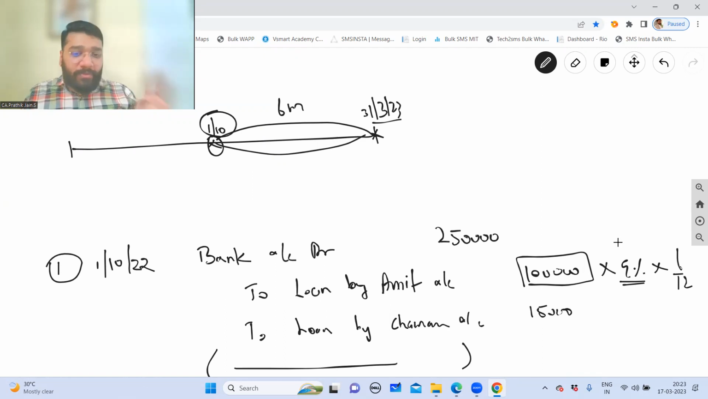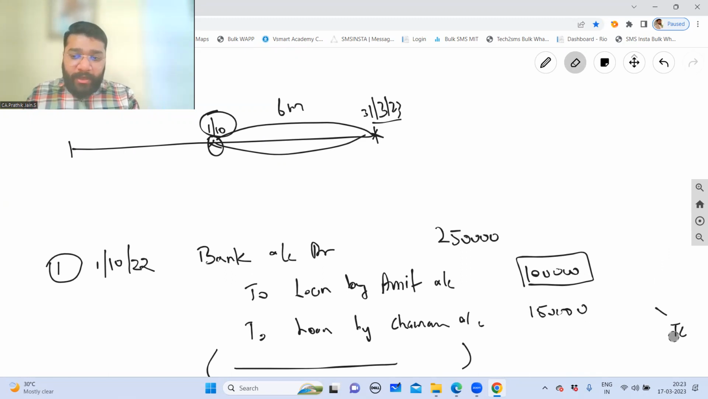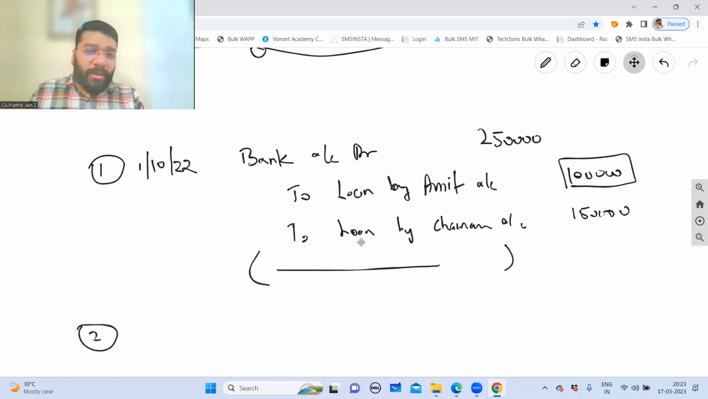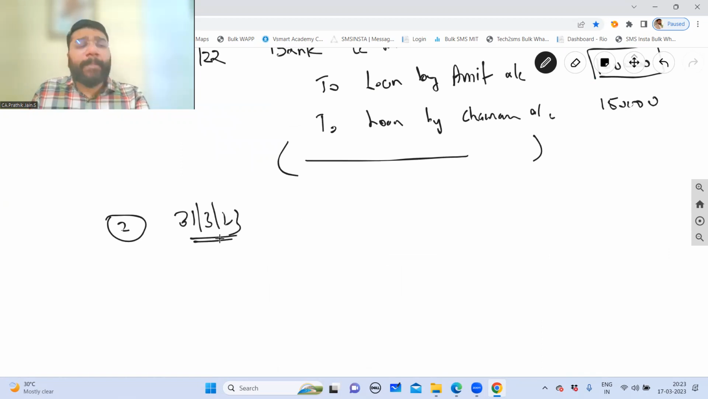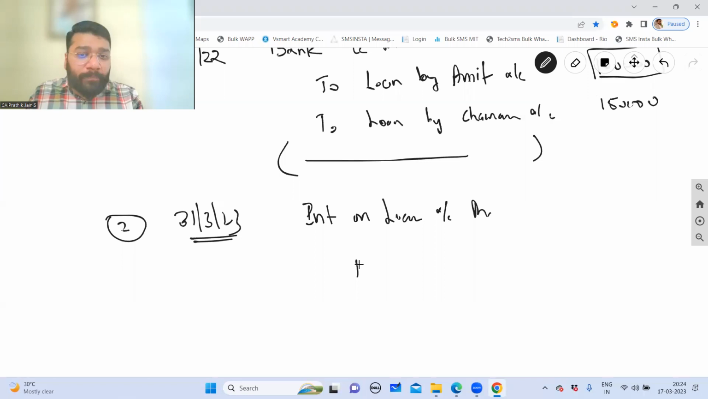Now clear? Okay. Same way, Chaman also is given the loan on same date. So into 9% into 6 by 12. Now don't do the way I'm doing. I'm just showing you here, just for namesake, okay? What you will do, you will do in the journal entry below itself. So 31/3, you have to pass an interest due entry. What is the entry? Interest on loan account debit, being an expense, you debited to loan by Amit, to loan by Chaman.